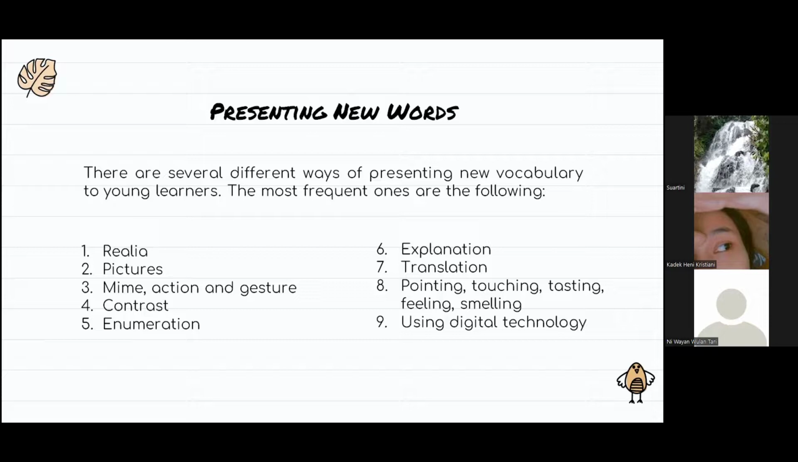Enumeration. It is a great and creative way of presenting meaning by enumerating or listing various items. For example, clothes, vegetables, and furniture. Explanation. Explanation can be very difficult, especially with young learners at beginner and elementary level. It is more suitable for older and intermediate students. However, if it's done with care, it can be effective even with younger children.